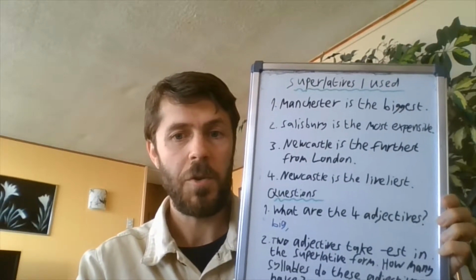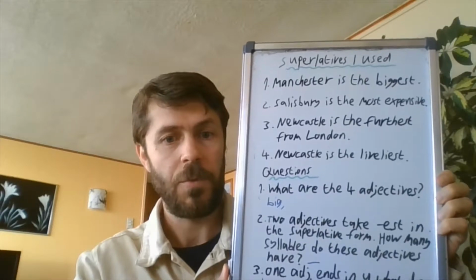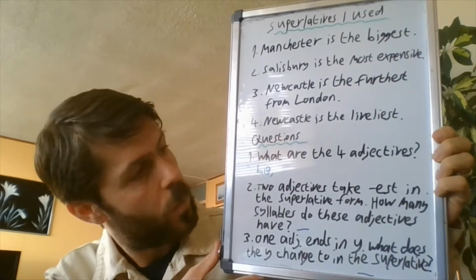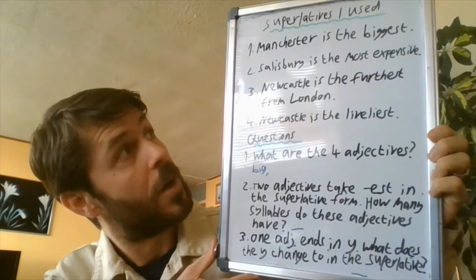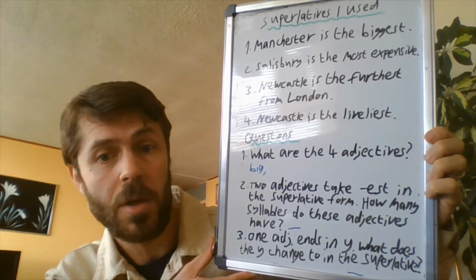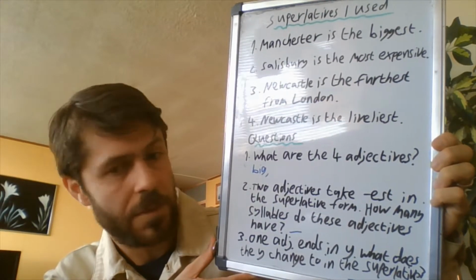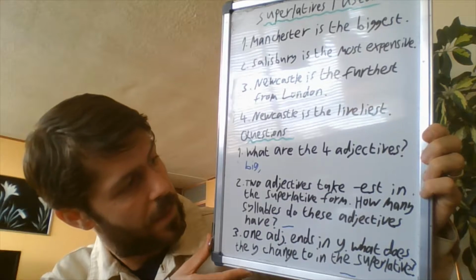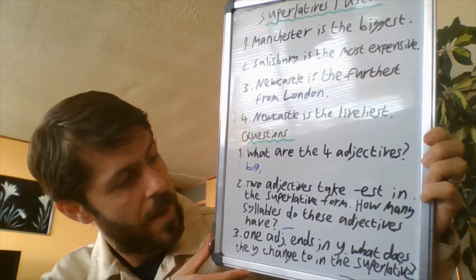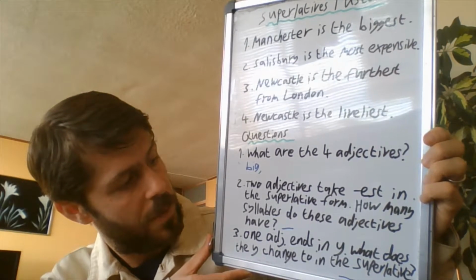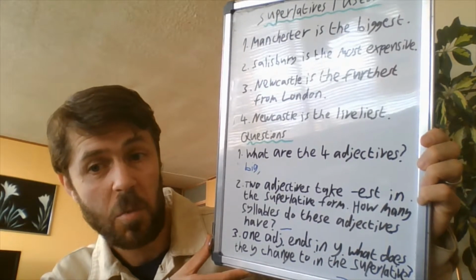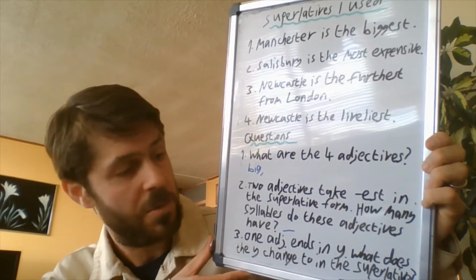Okay, a few questions. Have a look at those superlatives again and see if you can answer these questions. Number one, what are the four adjectives? For example, in number one, Manchester is the biggest. The adjective is big. What are the other three adjectives? Two, two adjectives take est in the superlative form. How many syllables do these adjectives have? Do they have one syllable, two syllables, three syllables?